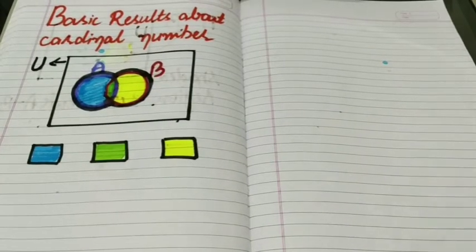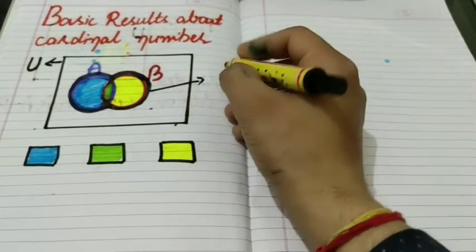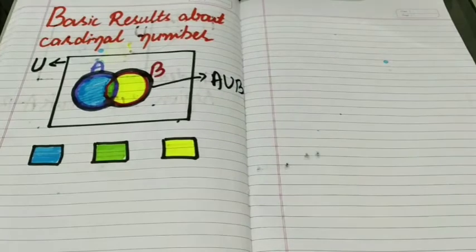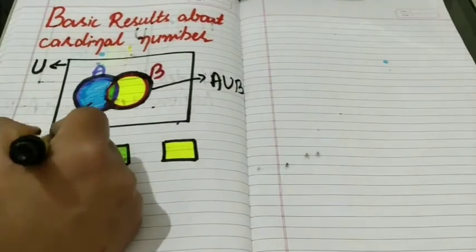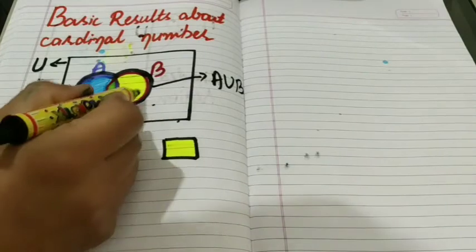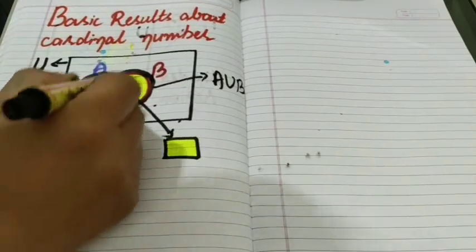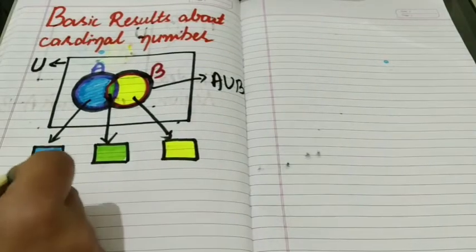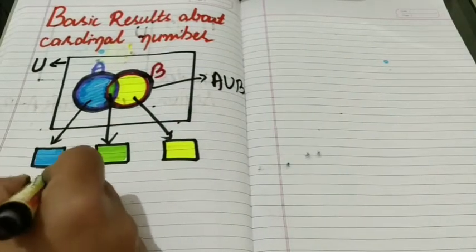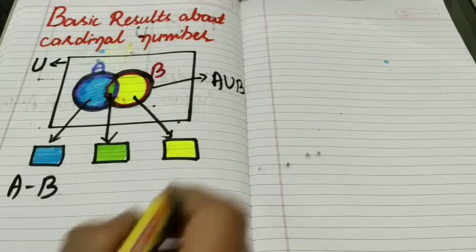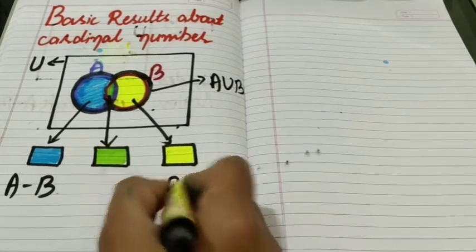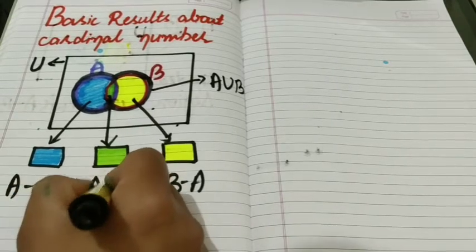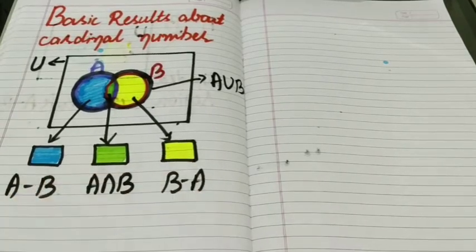As you can see, the whole region of set A union B is divided in three parts. One part representing this color, one part corresponding to this, and one green portion. This one represents the difference of A and B, this one represents the difference of B and A, and this one represents the common section of A and B, that is A intersection B.